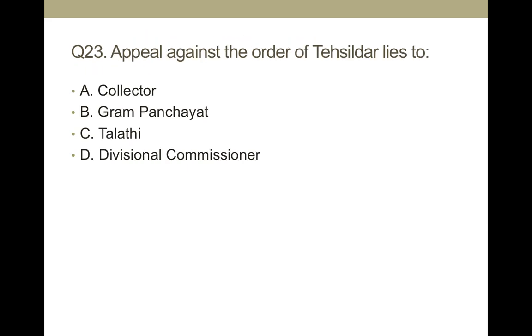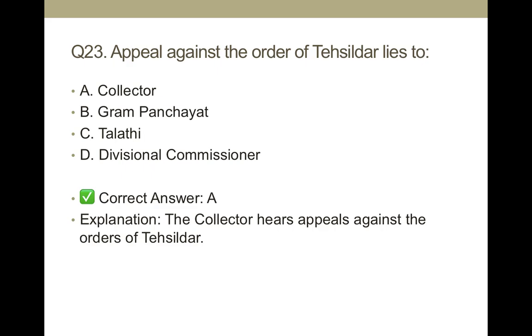Question 23. Appeal against the order of Tahsildar lies to option A, Collector, option B, Gram Panchayat, option C, Talati, and option D, Divisional Commissioner. So the correct answer is option A, Collector. The collector hears the appeal against the order of Tahsildar.